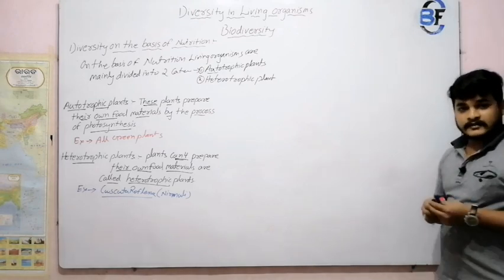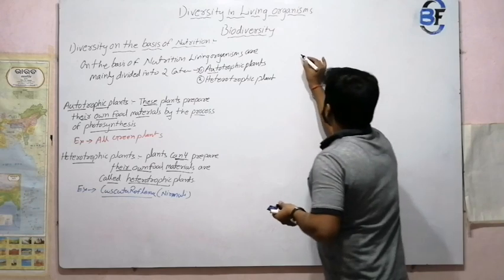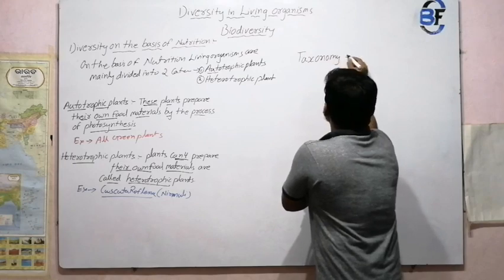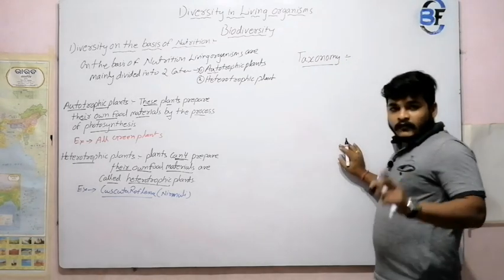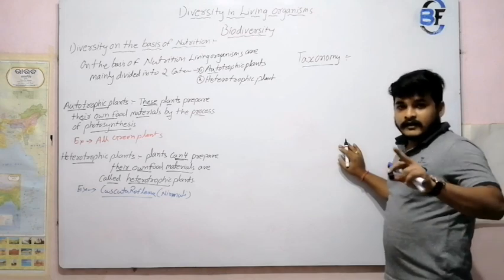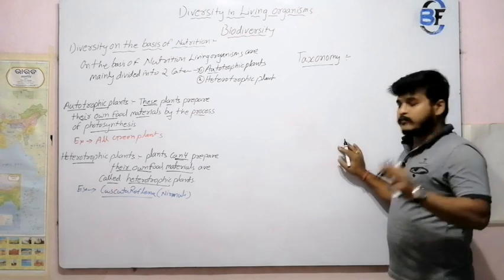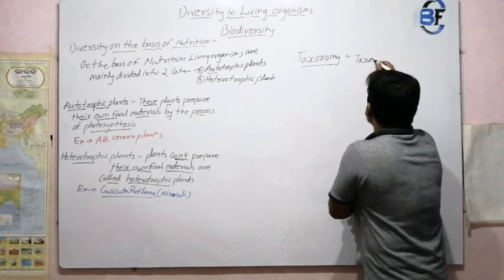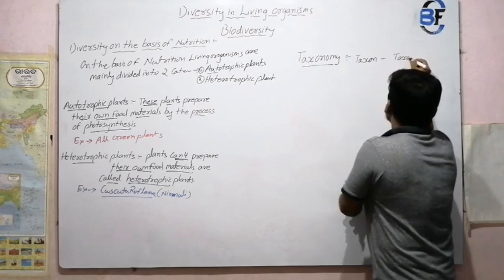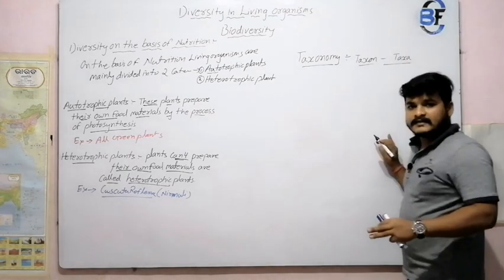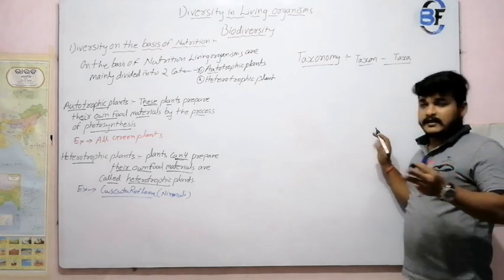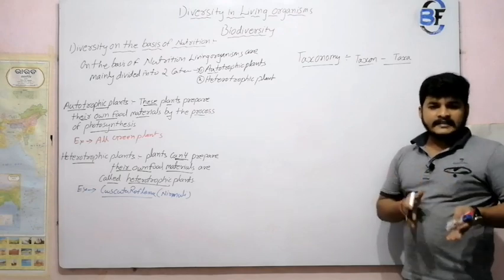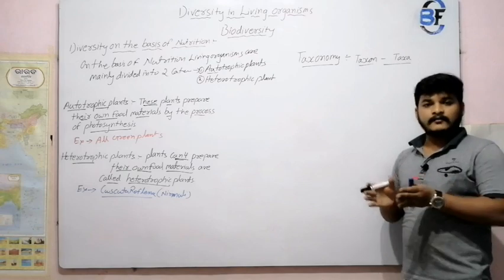Next, we discuss taxonomy. What is taxonomy? If we talk about the term taxonomy itself, it comes from the word taxon or taxa, which is the plural form. So what is the meaning of taxon and taxa? Taxonomy is a branch which deals with the study of identification, classification and nomenclature of plants, animals and microorganisms.